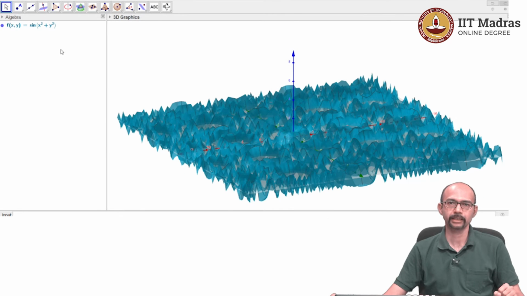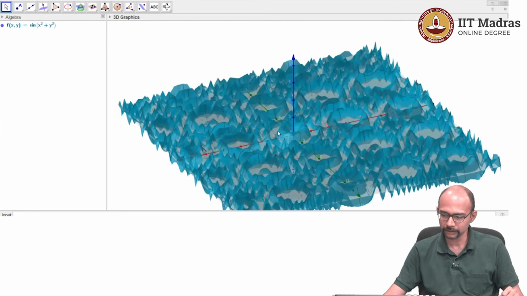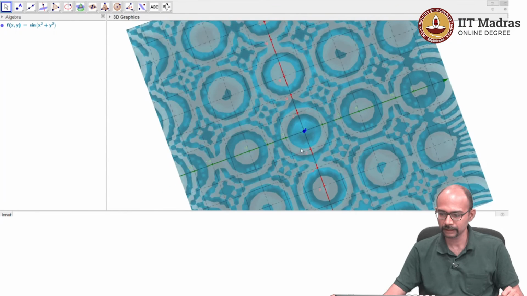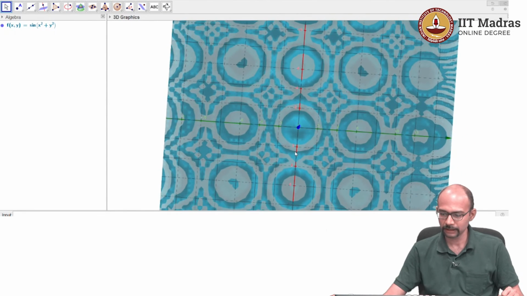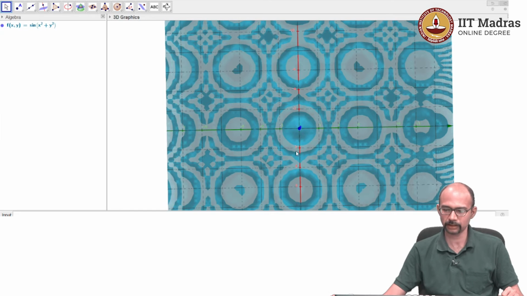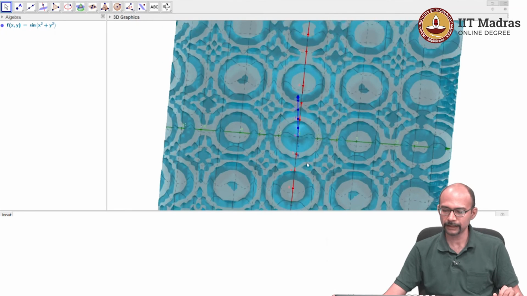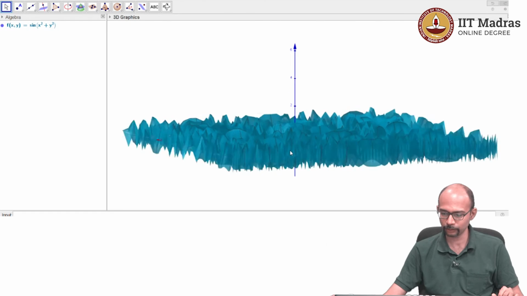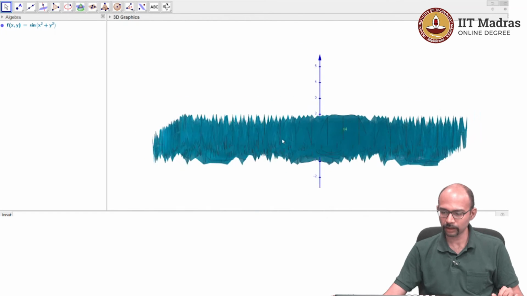Okay, let us look at another interesting function. This is the function sine of x squared plus y squared. If we plot the graph, here is what it looks like. This is the projection down to R2. You can see it's oscillating, because the sine function oscillates. Depending on the value of x squared plus y squared, the sine function will take some value, so it will move in circles. This is how it looks if you view it over the plane R2.